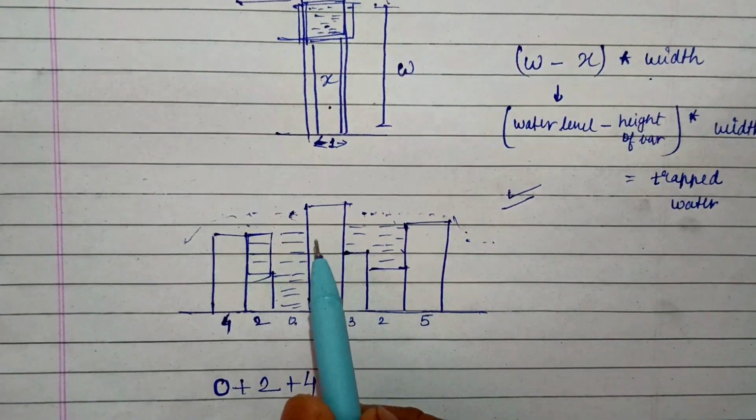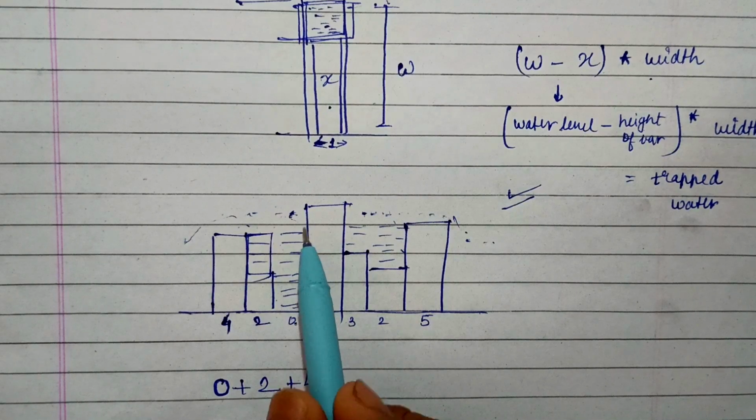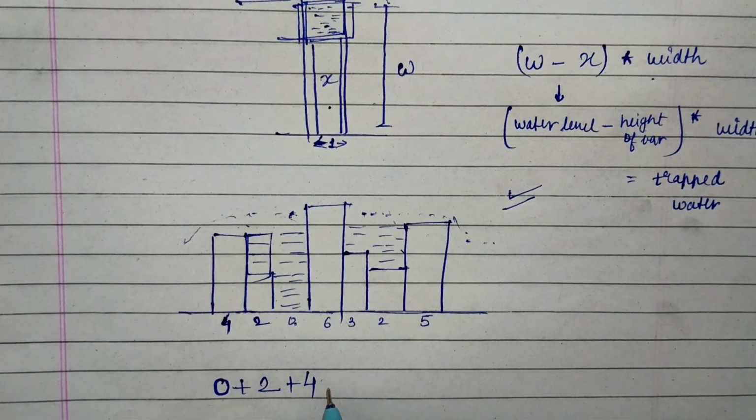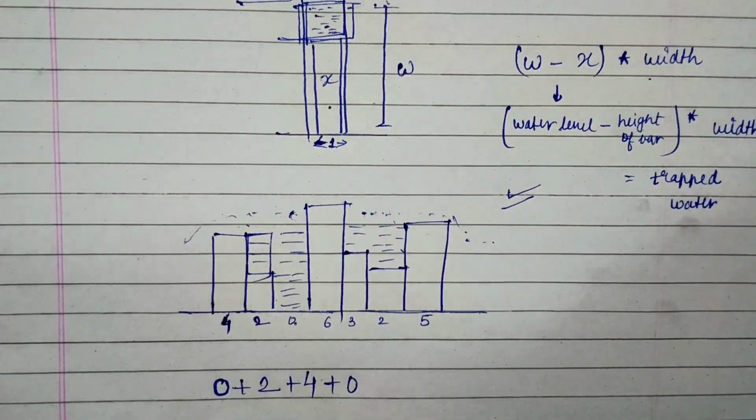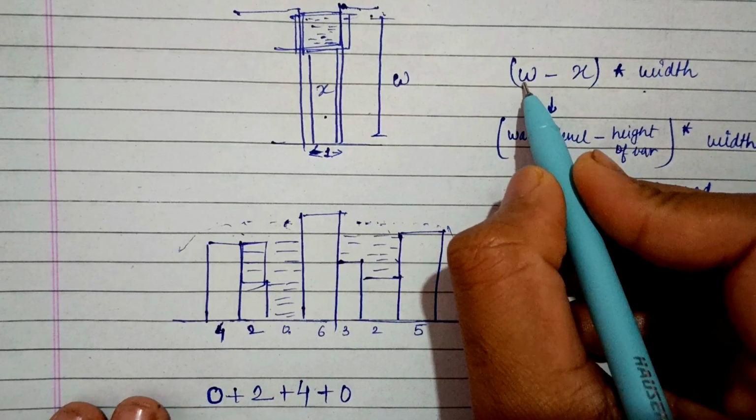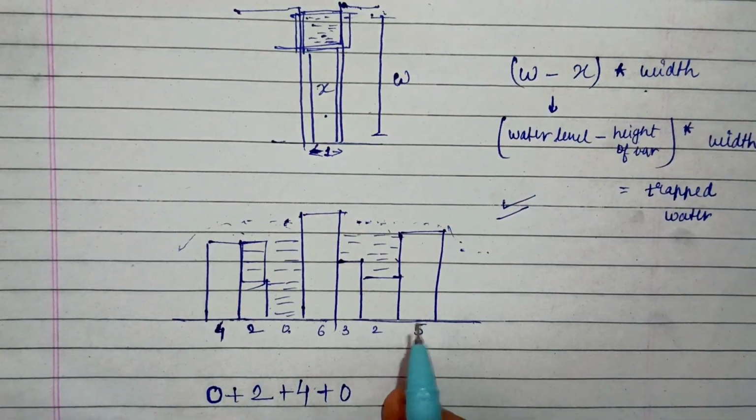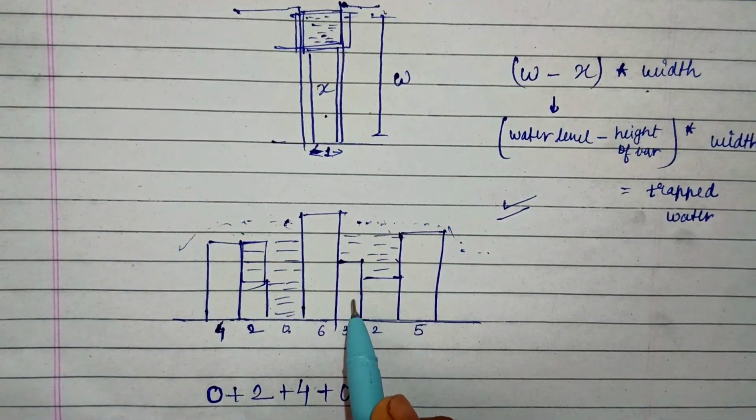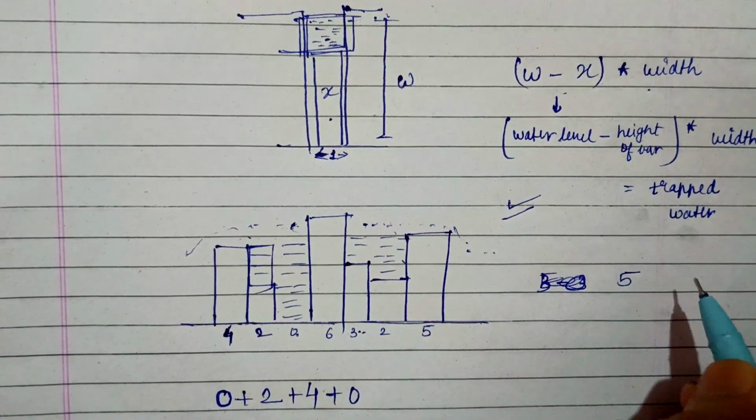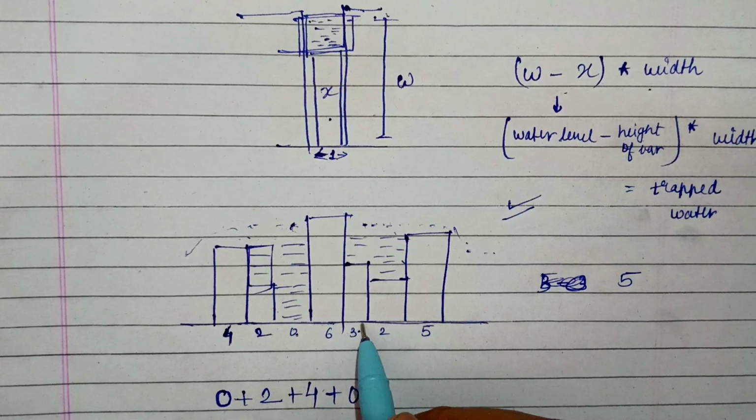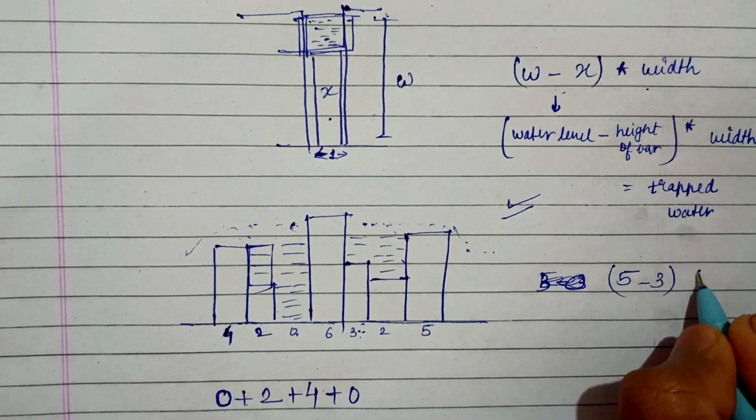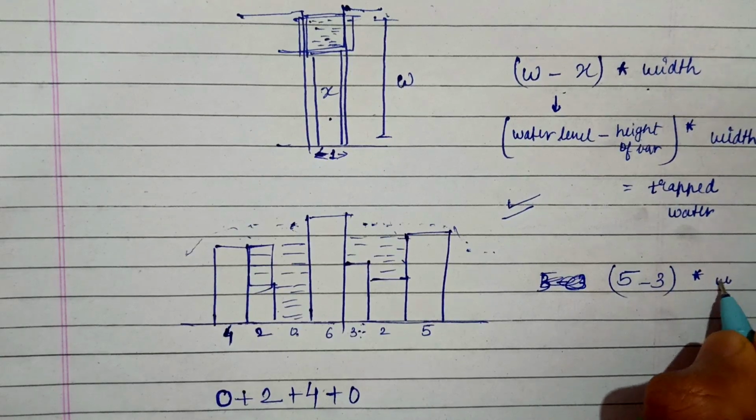Then here, we do not have a left boundary as well as a right boundary, so it will trap 0. Okay, you have to simply apply this formula here. From this bar, the total width is 5, and the bar's width is 3, so we have to subtract it and multiply with the width, which is 1.